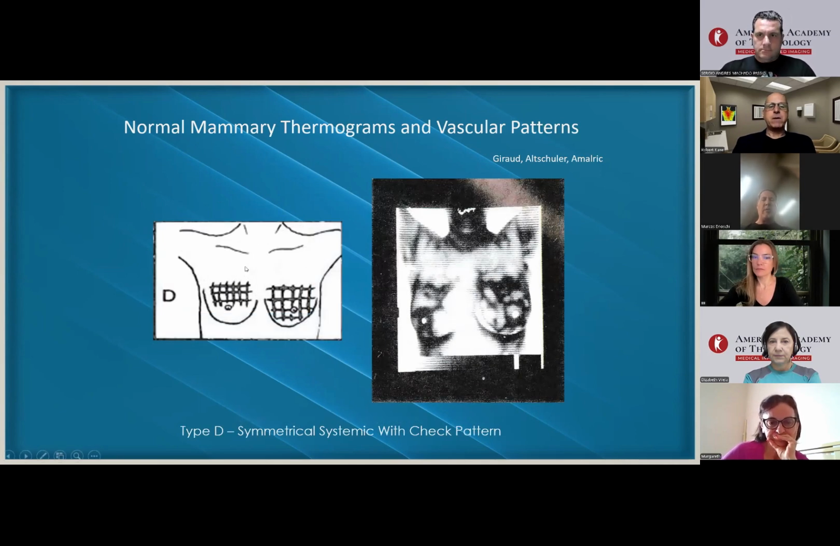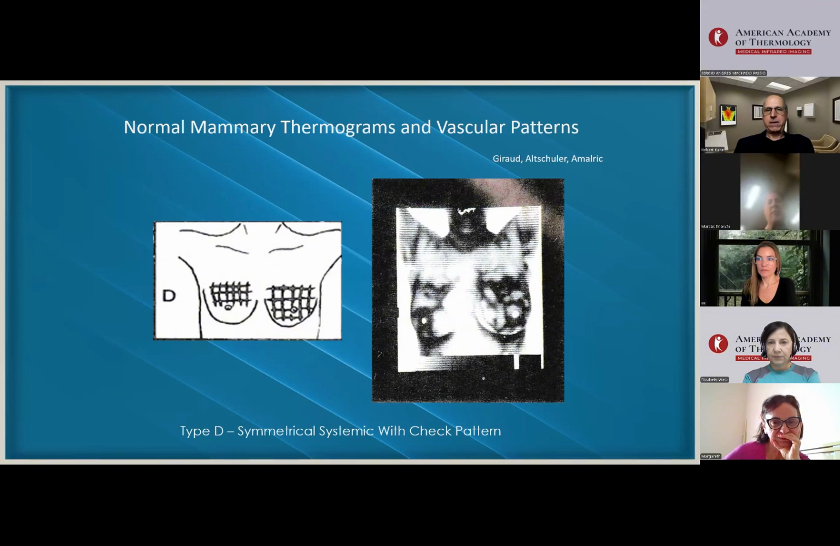And lastly, type D is the most involved level of thermal dilation. In this case, they called this a check pattern because there's so much dilation going on. We're actually seeing how the vessels anastomose and meet up with each other. So instead of seeing fragments of blood vessels, there's a significant level of dilation and a significant level of heat coming off of these so that we're actually seeing the full blood vessel structure.